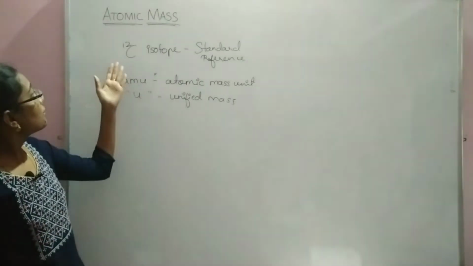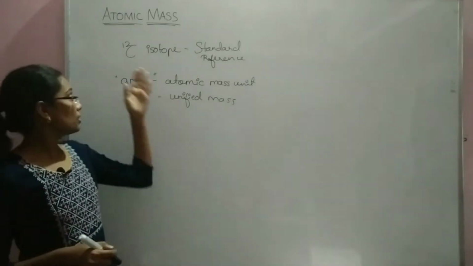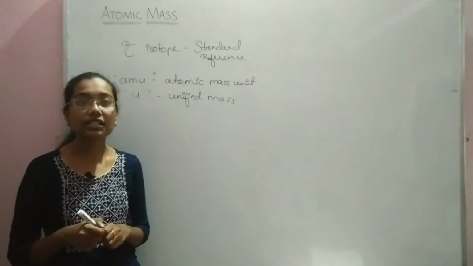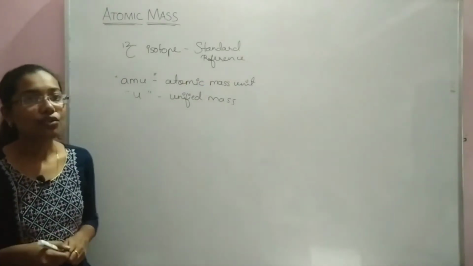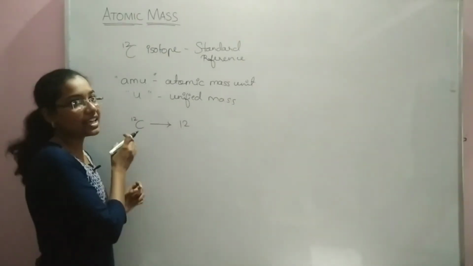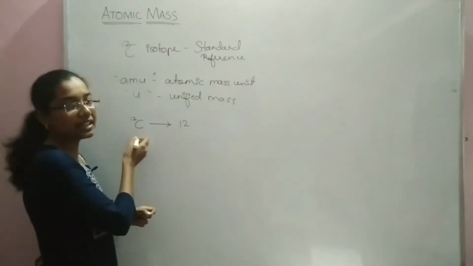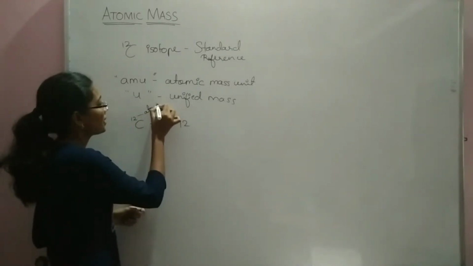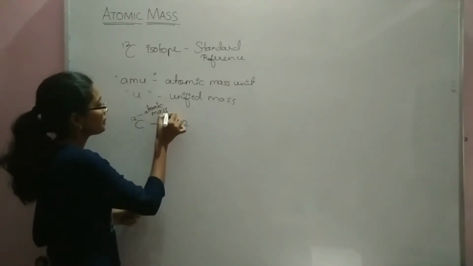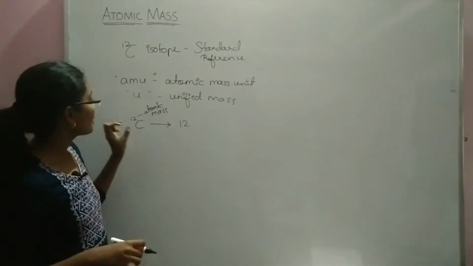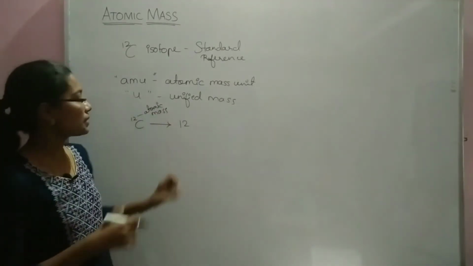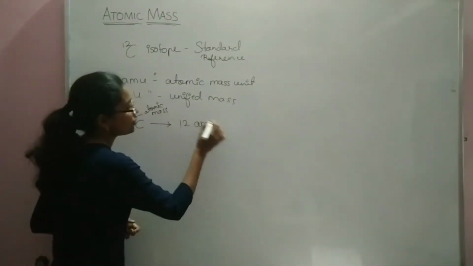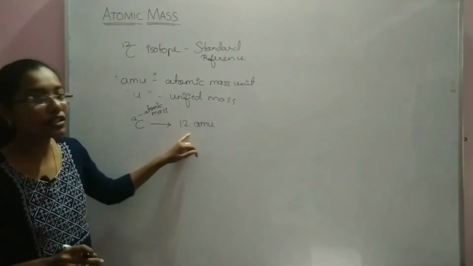Now, as I told, C12, the isotope of carbon which has the atomic mass 12, is taken as the standard. So C12 is the isotope of carbon, meaning carbon having the atomic mass 12. This is the atomic mass of carbon. So this carbon having 12 atomic mass means this C12 isotope has 12 atomic mass units, which is the atomic mass of this carbon.